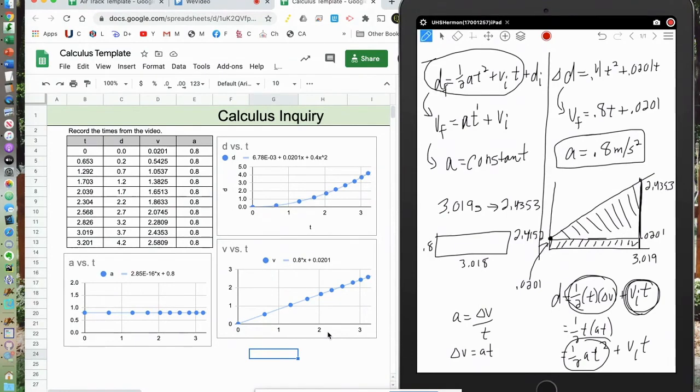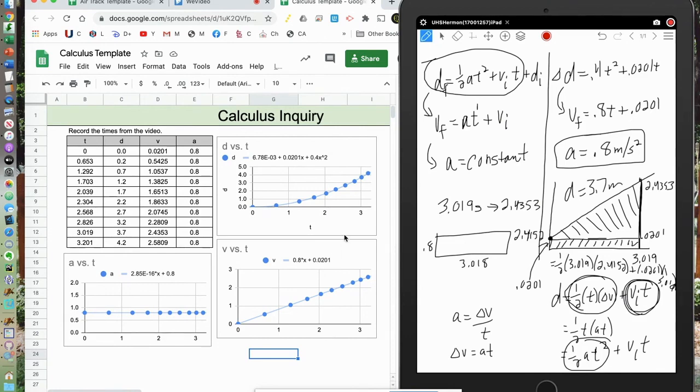Okay, so if we figure that out, we're going to have 1/2 times the time, which is 3.019, times the change in velocity, I'll just do that in the calculator, 2.4353 minus 0.0201 gives me 2.4152. Okay, and then plus the initial velocity 0.0201 times the time, 3.019. I'm going to run out of room here. Sorry, looks very bad. Okay, so I'm going to do 0.5 times 3.019 times 2.4152 plus 0.0201 times 3.019, and I get a total displacement of like 3.7 meters.